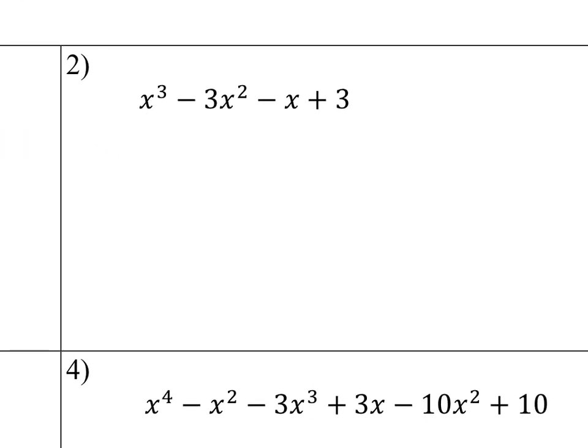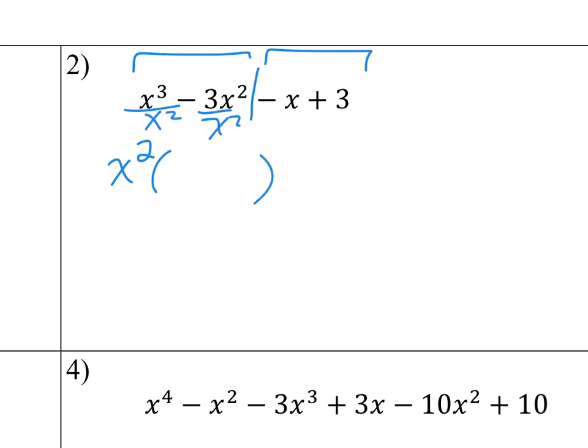So let's try again. Again, there are 4 terms, so we have to divide it in half. Each group has to have the same number of terms: this has 2, so this one has to have 2. I'm going to take the GCF out of the first 2 terms, so that would be x squared. When I divide by x squared, I'm left with x minus 3.